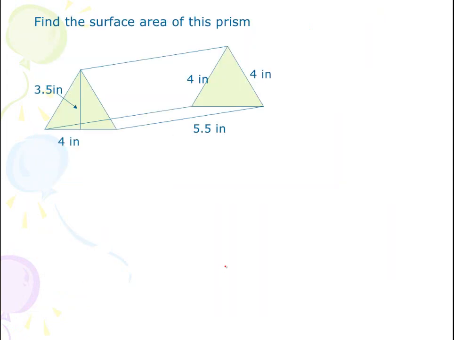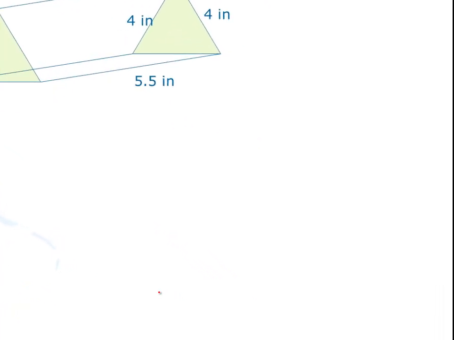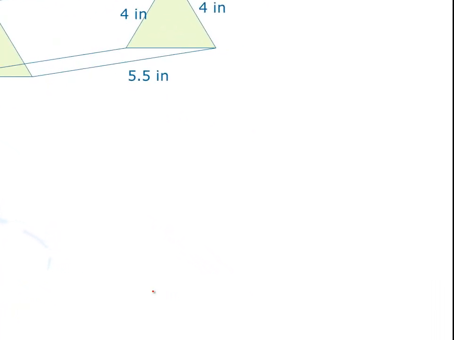Okay, so now let's take a look at this one. It's still a triangular prism. I want you to pause and find the surface area of this shape.